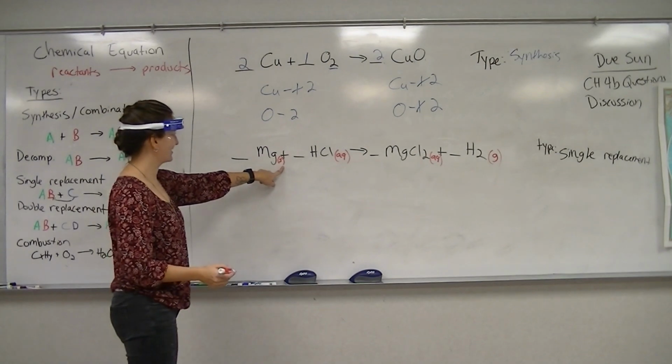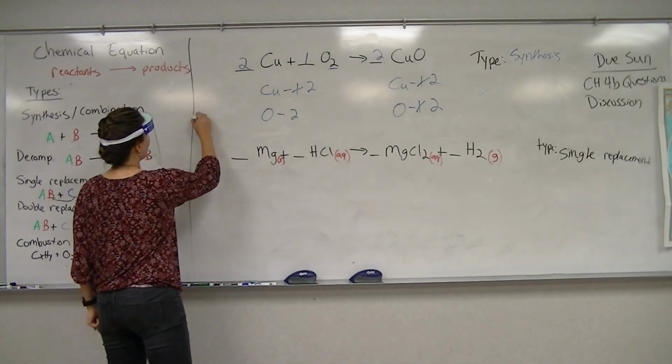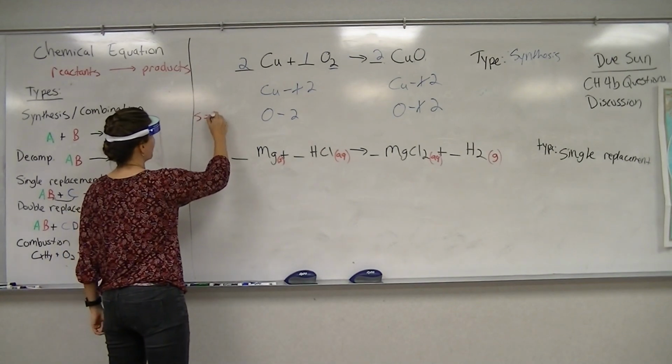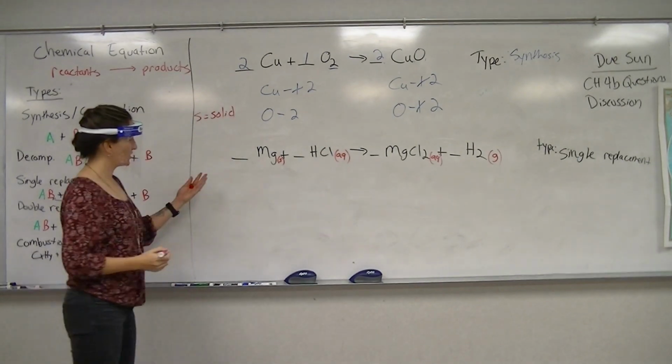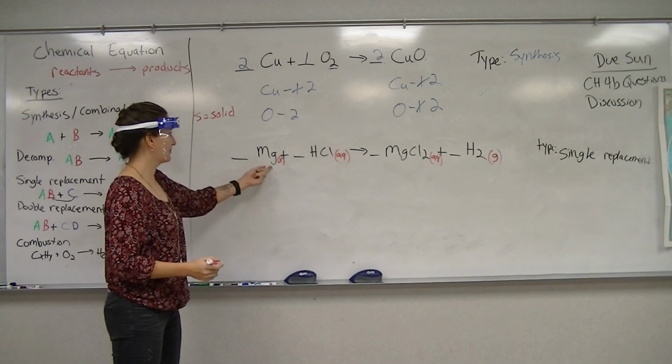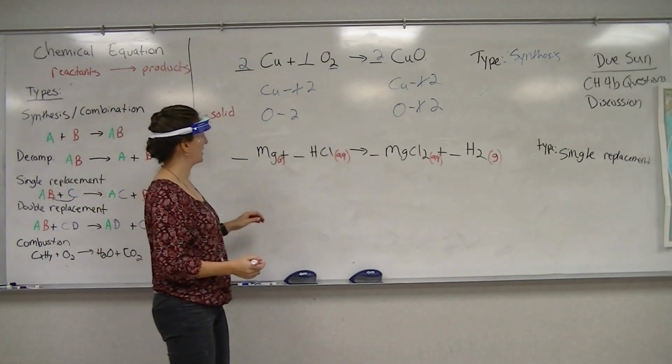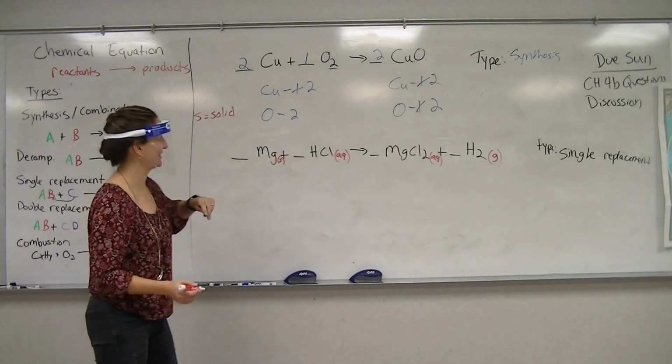If you see an S after an element or compound, these are the states of matter, what state that is in. So S means it's just a solid. That means in this particular reaction, they took a solid piece of magnesium. And I wanted to do it with this one because it has almost every one I need.